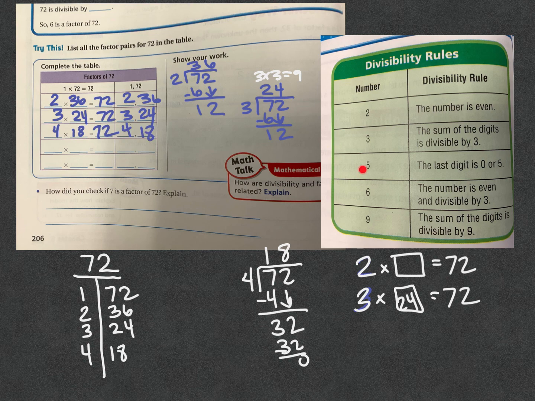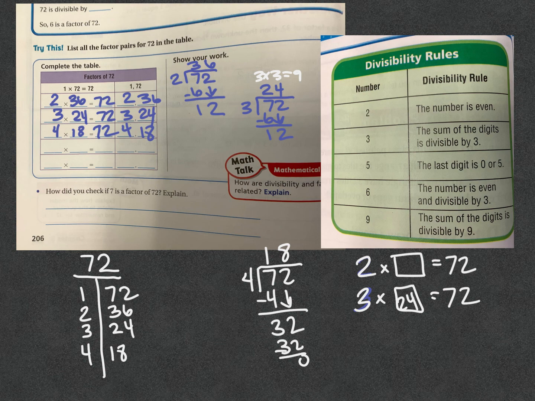Okay, what about 5? Is 72 divisible by 5? No, right away, I don't have to do that calculation. I just don't. Because 72 does not end in a 0 or a 5, right? It has to end in a 0 or 5. So not divisible by 5, so we can skip 5.